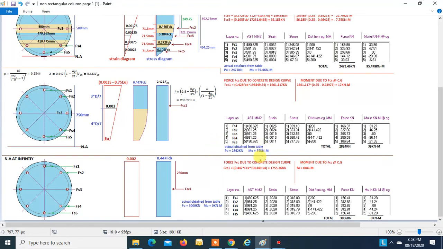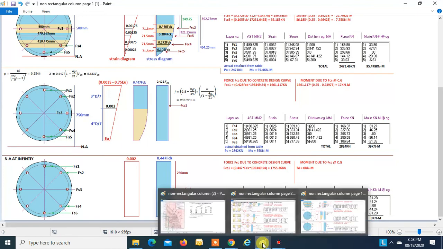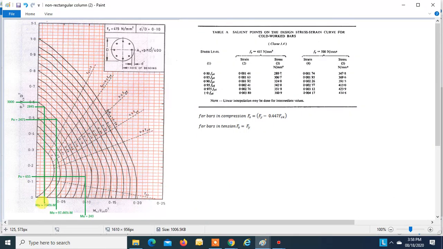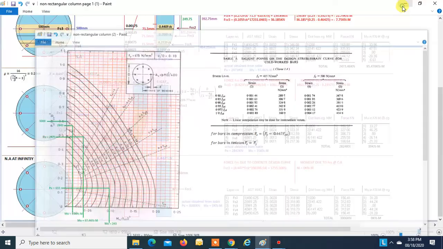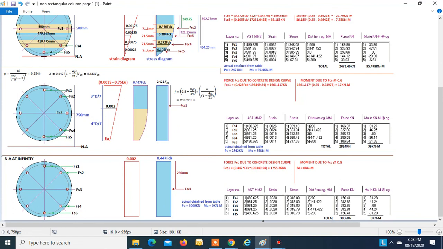So let us plot this on the graph. And using 35, you get the PU 2845. Now coming to the last case, when N falls at infinity, we know that strain will be constant for the whole cross section, that will be 0.002. And we know when the strain is 0.002, then the stress will be 0.447. And you can check the FCC1 will fall exactly on the CG, that is 250.